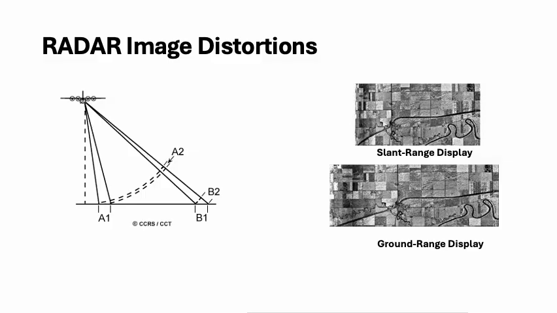So this is a near range, and this is a far range. Using trigonometry, ground range distance can be calculated from the slant range distance and platform altitude to convert to the proper ground range format. This comparison shows a radar image in slant range display here, where the fields and roads here are compressed, and the same image converted to the ground scale display with the features in their proper geometric shape.